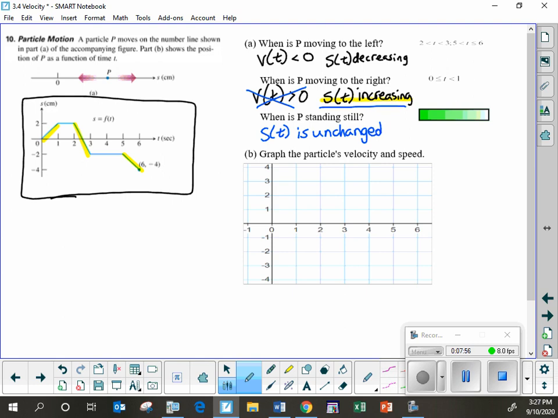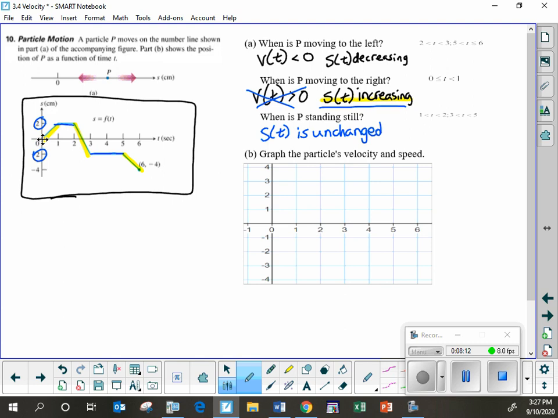And that would be these horizontal spots where they stay either at 2 centimeters or negative 2 centimeters. So whatever those time frames turned out to be. From 1 to 2 it says, and 3 to 5. That one's not so bad, is it?